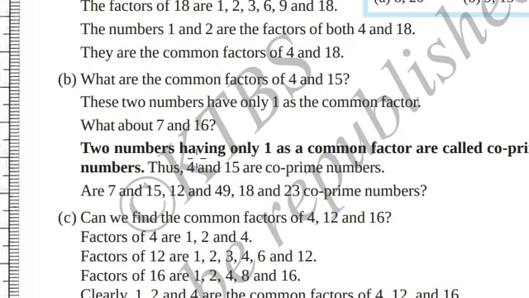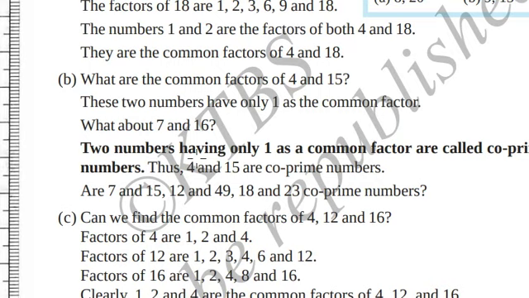Can you notice the common factors between these two numbers? 1 is common, 2 is common. That's it. 1 and 2 are common factors for both 4 and 18. We say this as the common factors of 4 and 18 are 1 and 2.